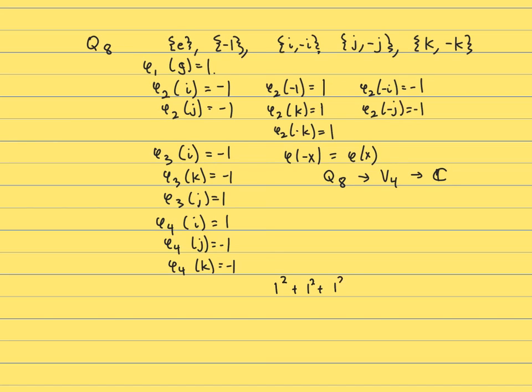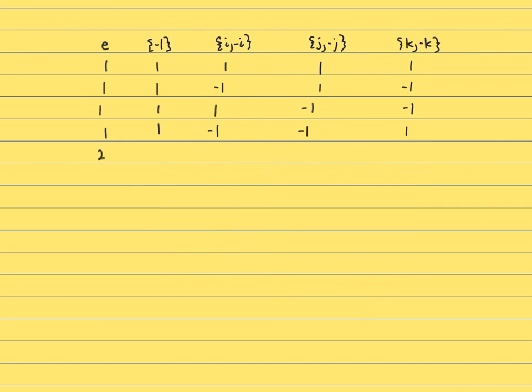But there are 5 conjugacy classes, so the remaining one has to be 2-dimensional. So here's our table so far. Here are 5 conjugacy classes. Here are 4 characters of 1 dimension, and here's our 1 remaining unknown character.